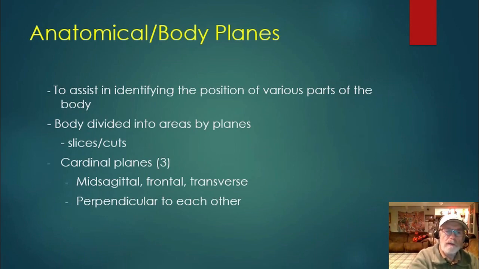These three cardinal planes, one of them is called the mid-sagittal or sagittal plane. Another one's called the frontal plane, and another one's called the transverse plane. They're all perpendicular to each other, and they'll help to, again, define where things are in relationship of one thing to another, or a location of a particular structure within the body. So let's talk about this a little bit more.